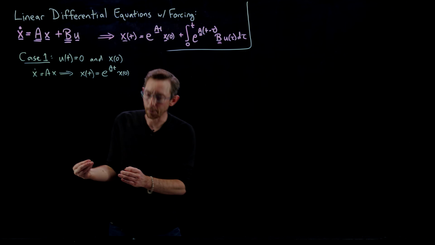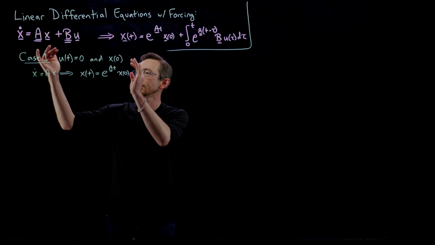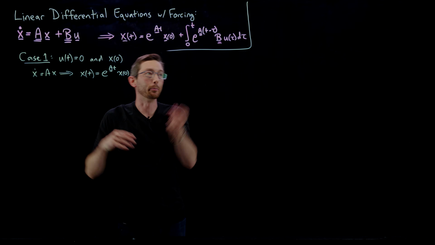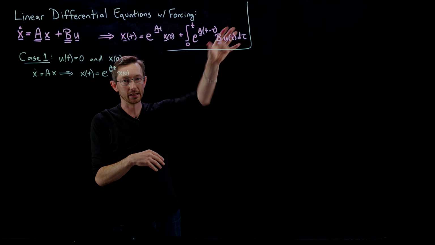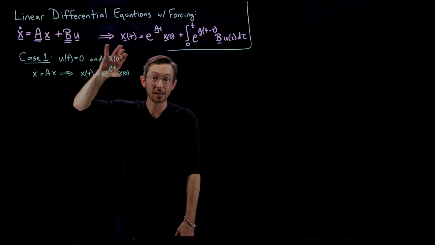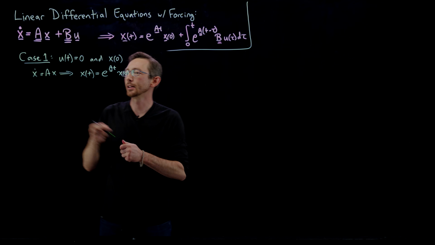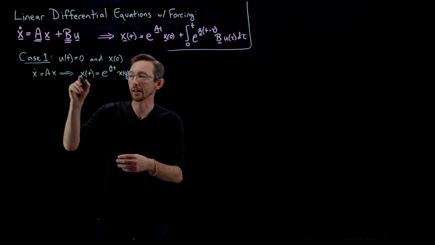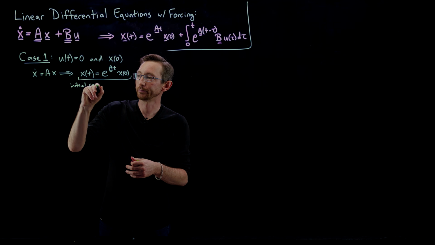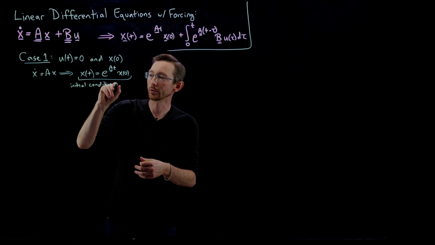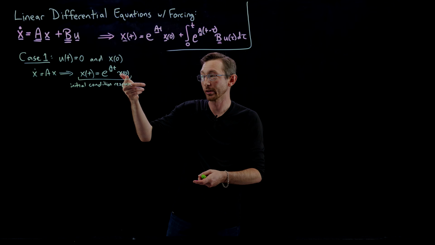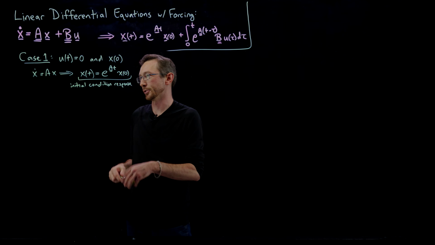And what I'm going to show is that you can essentially solve different subproblems of this big forced problem and then add them up to get this full expression here. Okay, so this is the simplest case with no forcing, the homogeneous solution. This is often called the initial condition response. That's what I'm going to call it. And that makes sense. It's literally if I have some initial condition, this is the response of the system to that initial condition.